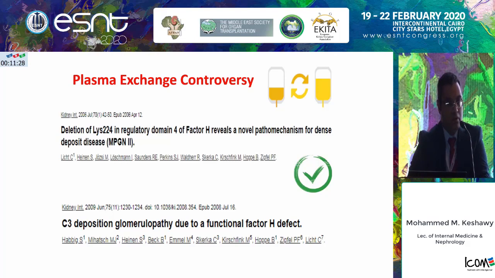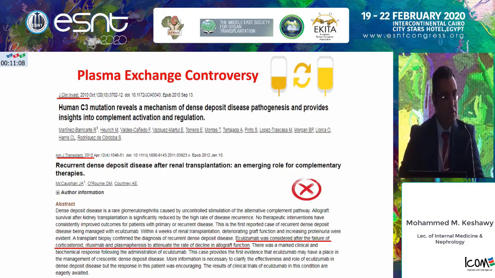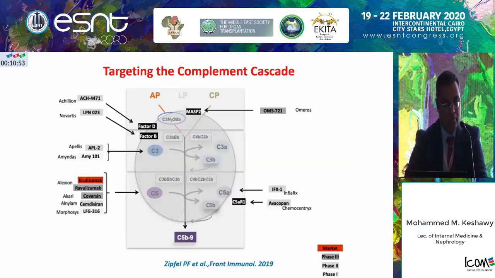In these two studies, plasma exchange for patients who have genetic mutation factor H deficiency successfully reversed the pathology. The first study was done in twin patients who had dense deposit disease. While these two studies failed to show this response, giving a controversy about plasma exchange. Even in remission after transplantation, eculizumab was the salvage therapy in this situation.